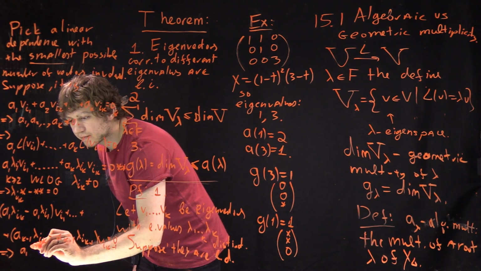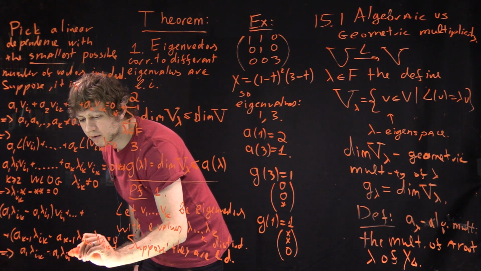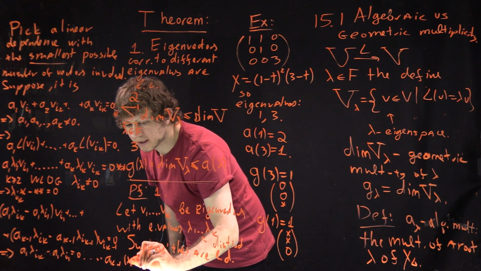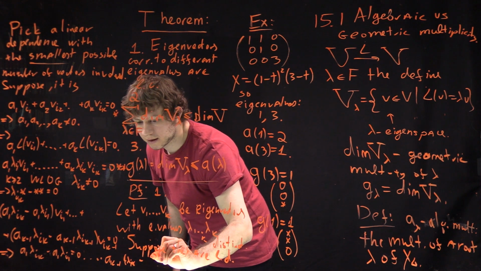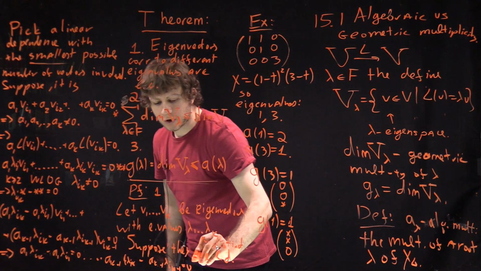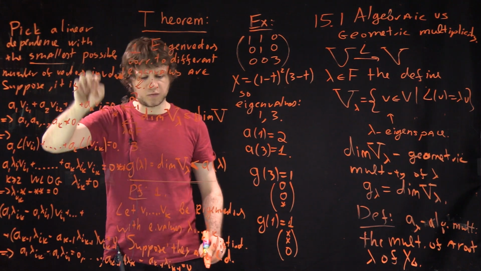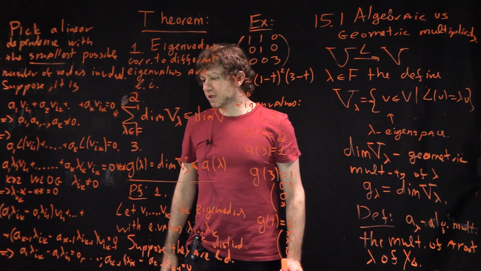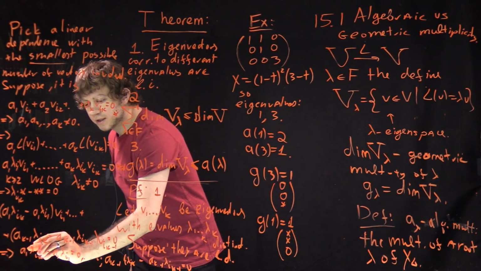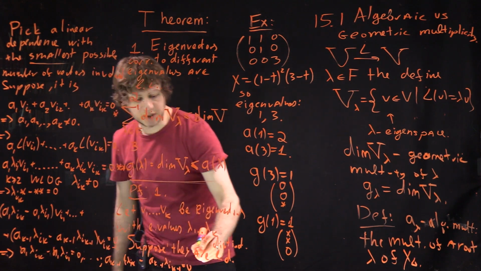So a1 lambda ik minus a1 lambda i1 equals 0, up to ak minus 1 lambda ik minus ak minus 1 lambda ik minus 1 equals 0. So just all terms equal to 0, because we took the one which has the smallest number of possible vectors involved. But of course, look at the first term: we know that a1 is not equal to 0, so we can divide by it, and then we see that lambda i1 equals lambda ik.